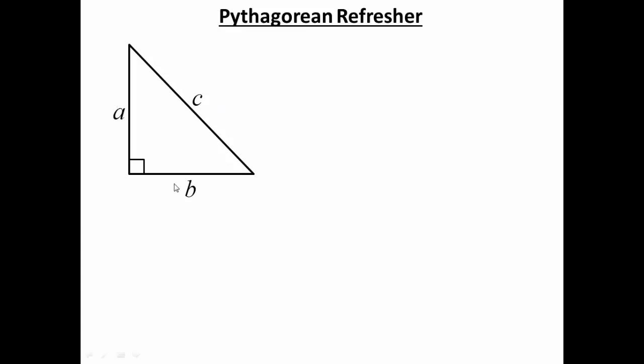But if I give you the 2 legs, I know I'm going to have to square a, I know I'm going to have to square b, I know I'm going to have to add these together, and I know I'm going to have to square root c squared to get c by itself. So why not simply memorize the formula as c equals square root of a squared plus b squared? A little bit quicker, I think. So if you're given the 2 legs, simply square, add, and root, and there's your hypotenuse.